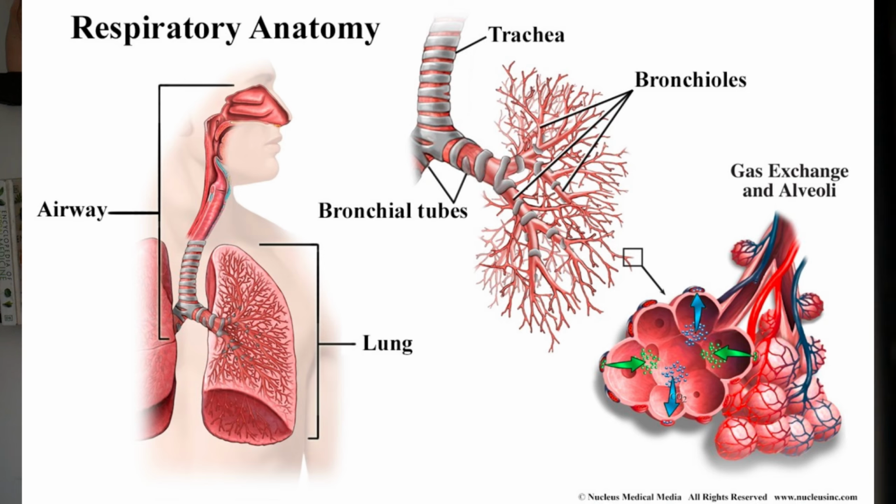Now, each lung is enclosed with a double layered membrane, and this membrane is what protects us. It has the inner layer, the visceral layer, which adheres to the lung surface, so this goes against the lung surface. And then you have the outer layer that lines the chest cavity.